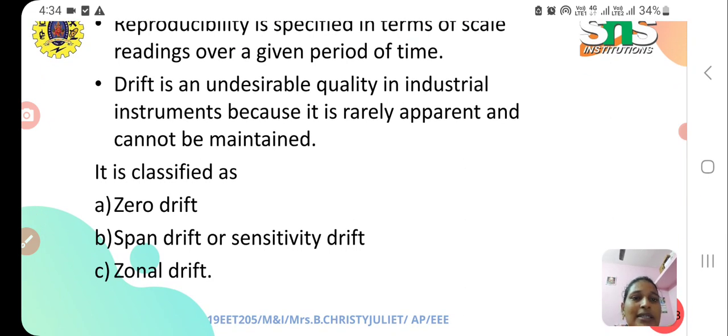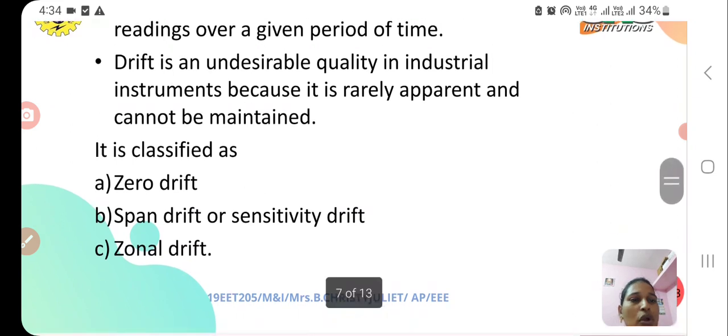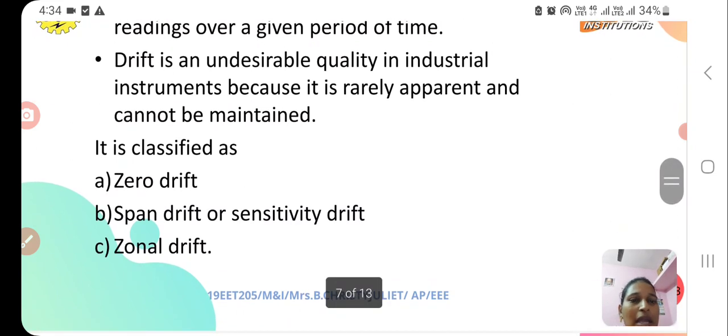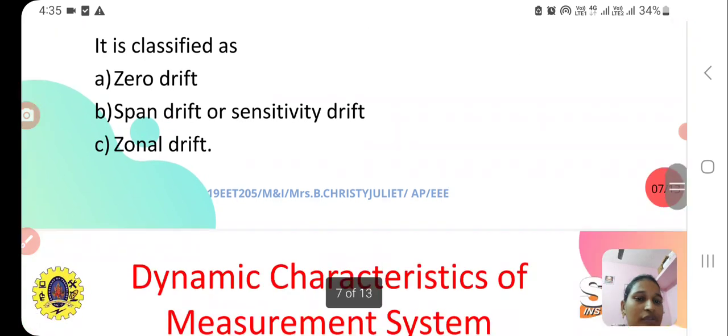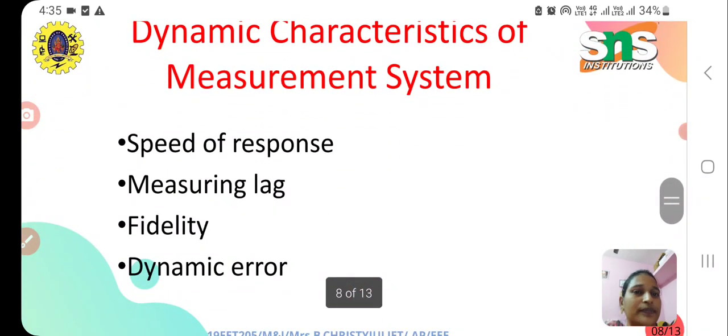Let us see what is meant by drift. Drift is an undesirable quantity. As the name implies, there is a change, a deviation from the value. It is an undesirable quantity in industrial instruments because it is rarely apparent and cannot be maintained. Certain times the drift will cause a change in the measured value. A drift is classified as zero drift, span drift or sensitivity drift, and zonal drift.